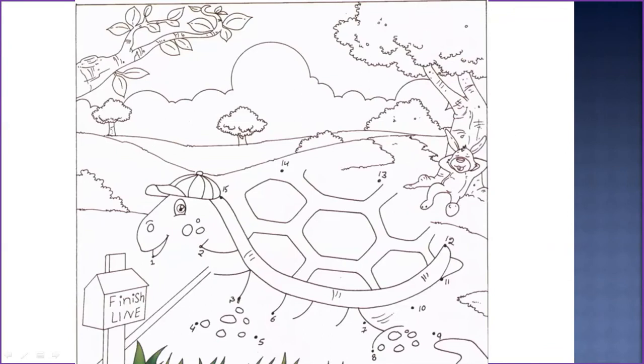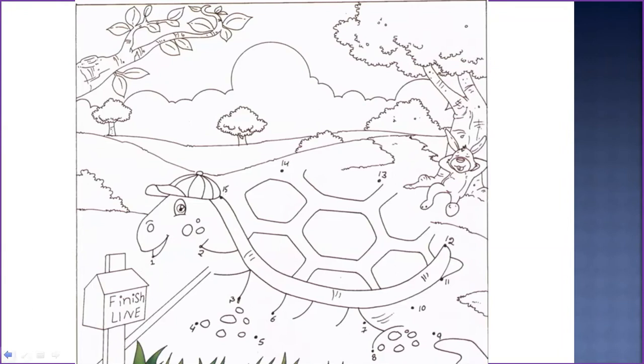Okay, where are the numbers? First tell me where are the numbers. Okay, here you can see the numbers 1, 2, 3, 4, 5, 6, 7, 8, 9, 10, 11, 12, 13, 14, 15. They are the numbers.